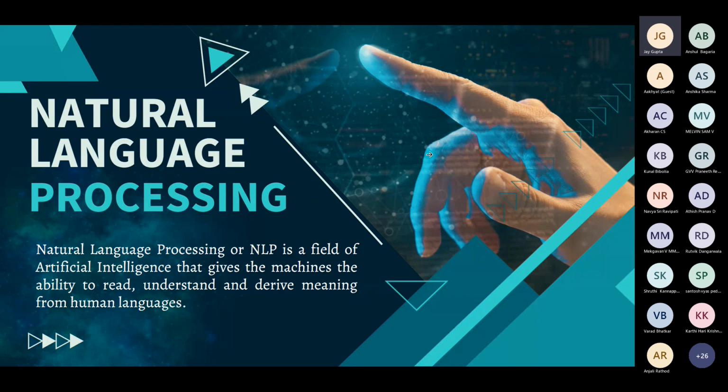Okay. So I will be going through basic concepts of NLP, only basic concepts. What is NLP? NLP is a field of artificial intelligence and machine learning that gives a machine or a computer the ability to read, understand, or derive meaning from human languages. So that's basically NLP.